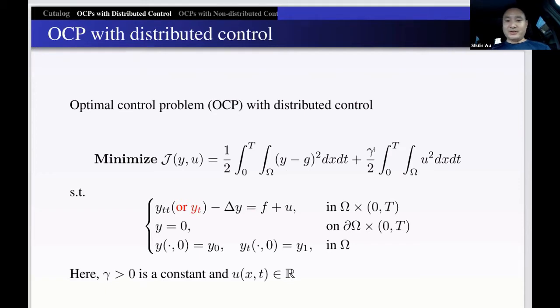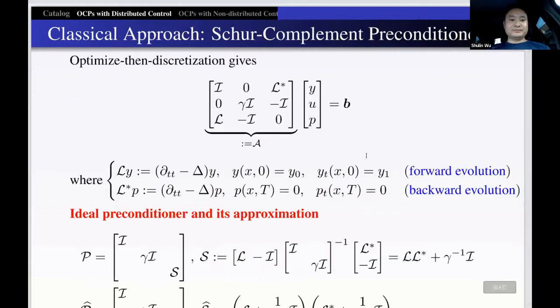So this parameter can be very small. This is a control variable U, and it is imposed on the whole space domain. The classic approach is the Schur complement preconditioner. We can follow the optimize-then-discretize method. So we need to solve this KKT system.